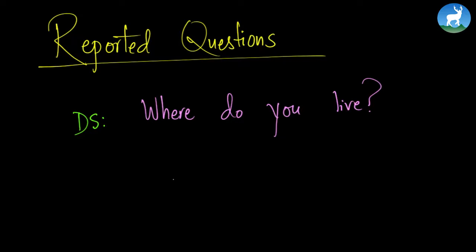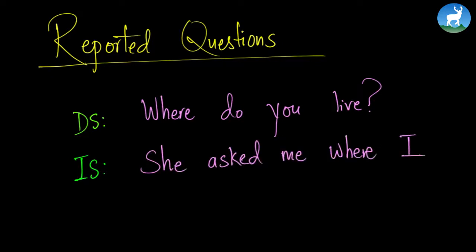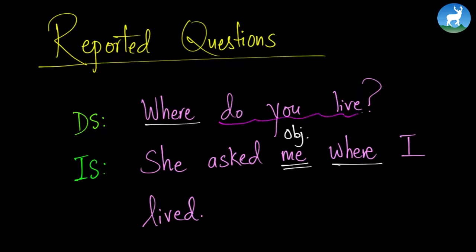So let me help you with the indirect speech. I am writing IS for indirect speech. Assuming the speaker is a girl, she asked me where I lived. Asked is always followed by an object, correct? Where is not changed. What is the question? Do you live? It is converted into a statement: I lived. Do you see how I made it?